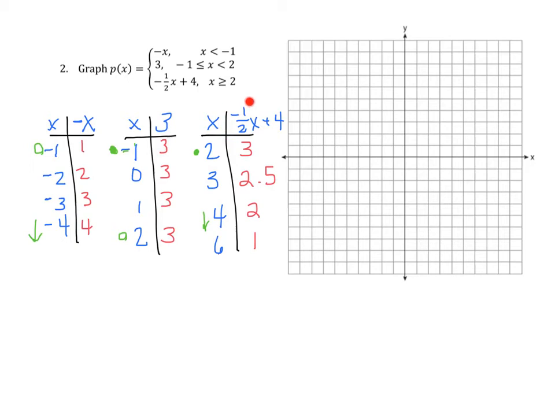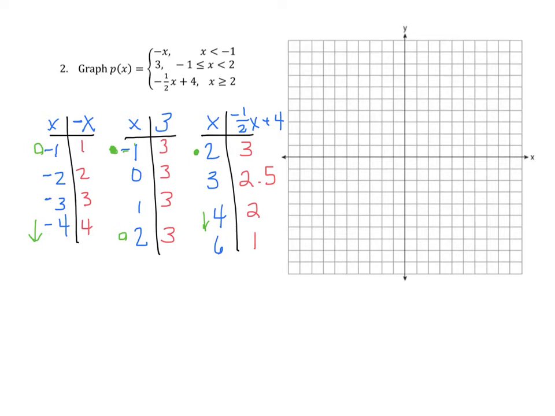The last one was negative 1/2 x plus 4. And what I noticed with this one is that when you took half of an odd number, you got a decimal. So I just went out one more even number to give me another whole number to look at. Okay, so now we have to graph each of these on our graph paper.